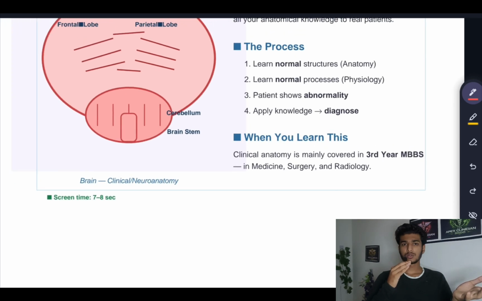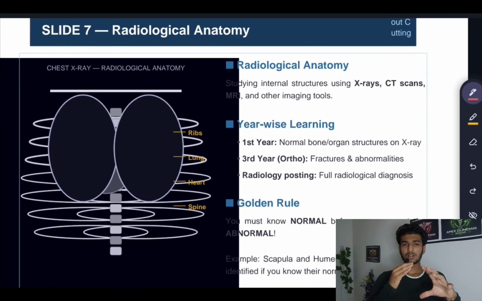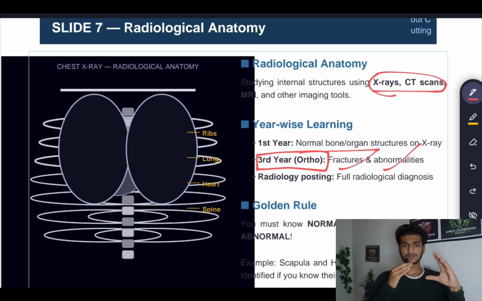After this applied anatomy, you have radiological anatomy. In radiological anatomy, you will see all the structures of bones and muscles. You have different types of X-rays. In first year, you will just see the normal structures because to know the abnormal, first you should learn the normal structures. After seeing all the normal structures, when you go to orthopedics in the third year, you will see the abnormal structures. You can appreciate the scapula and the humerus bone, but in third year you will find a fracture there, and you will see in orthopedics that the normal structure was like this, and this is the abnormality that has occurred here.